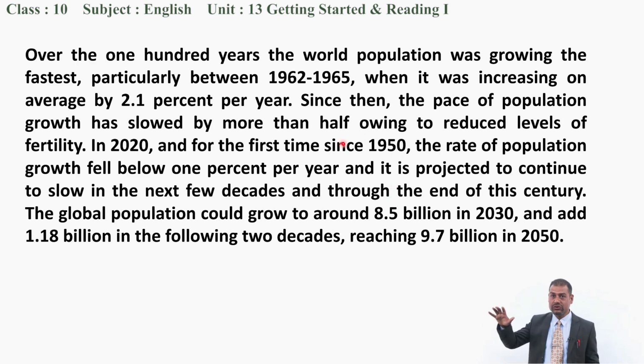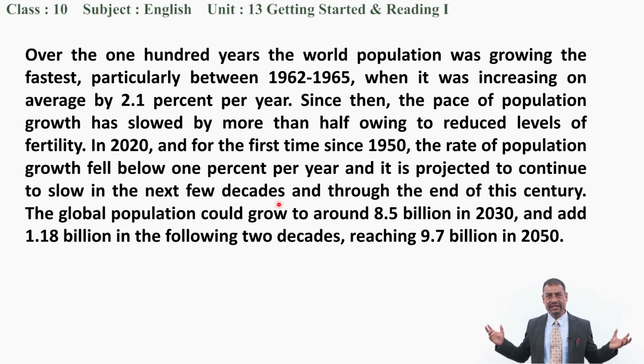The population was going down, and that was below... What is the percentage here? Oh yes, you are right again. That is below 1% per year. All right. Then it is projected to continue to slow in the next few decades, and again it was estimated, okay, it was projected that the population will go down for the next few decades.